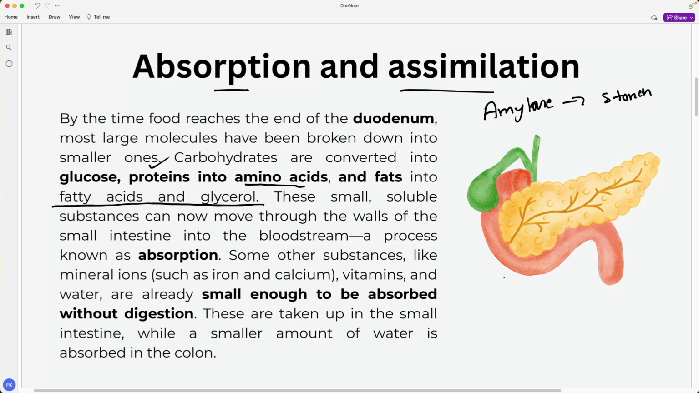Okay, these small molecules or small substances move through the wall of the intestine, particularly the small intestine, where they are being absorbed. Okay, so some other substances like minerals, iron, vitamins, water are already small enough to be absorbed without digestion. These are taken up in the small intestine while a small amount of water is absorbed into the colon.